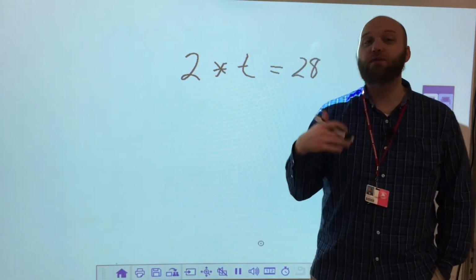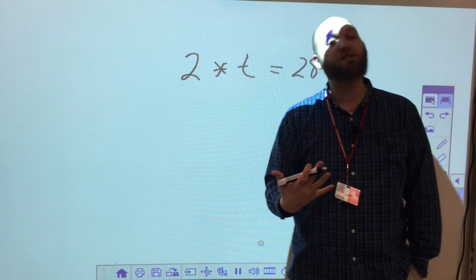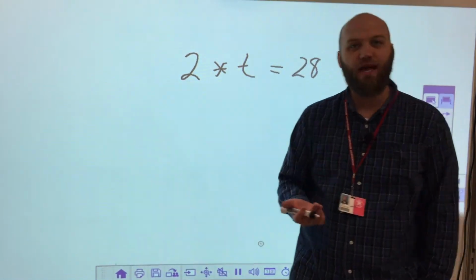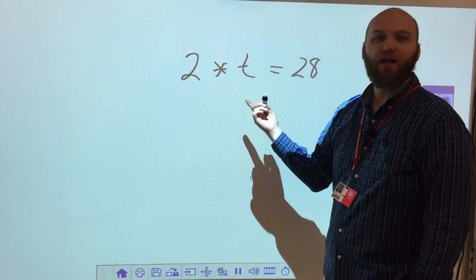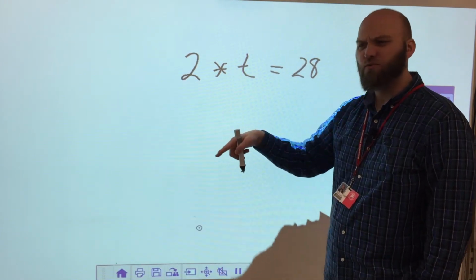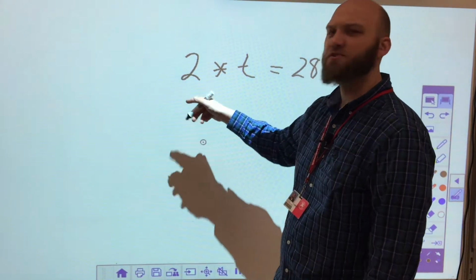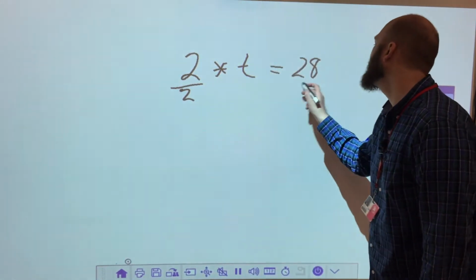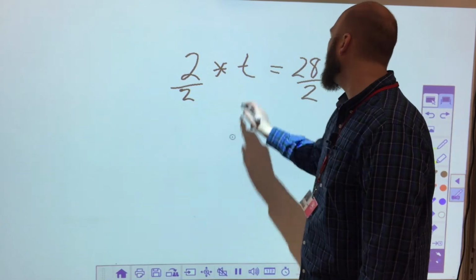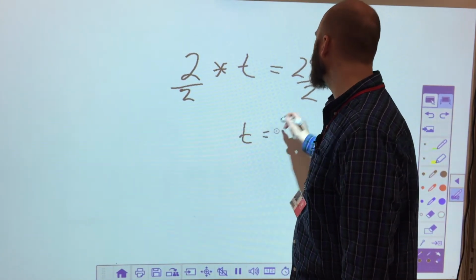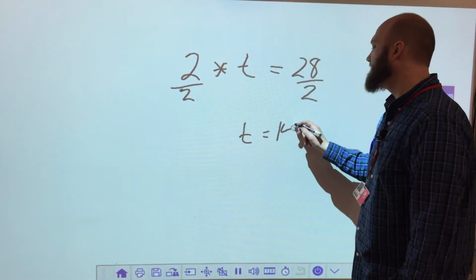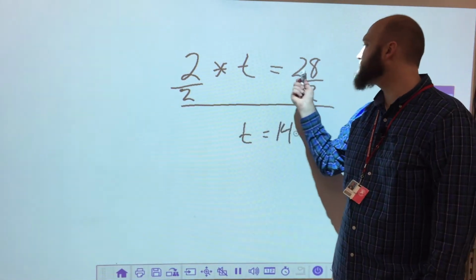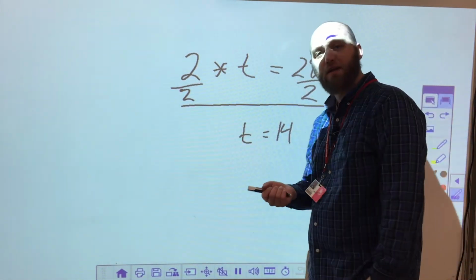Just like I did yesterday with my addition and subtraction, I'm going to do the inverse operation. So instead of adding, I would subtract. Instead of subtracting, I would add. Now instead of multiplying t times 2, instead of multiplying by 2, I can divide by 2. And every fraction is a division problem. And I end up with t equal to, what's 28 divided by 2? 14. Let's go back and check our work. Is 2 times 14 28? Yes, it is. I know that I'm correct.